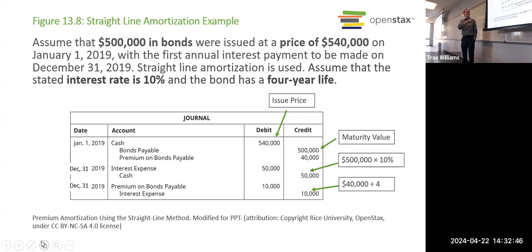Are there any questions on these journal entries? The original issuance of the note, the journalization of the interest, and the amortization of the premium. Okay.